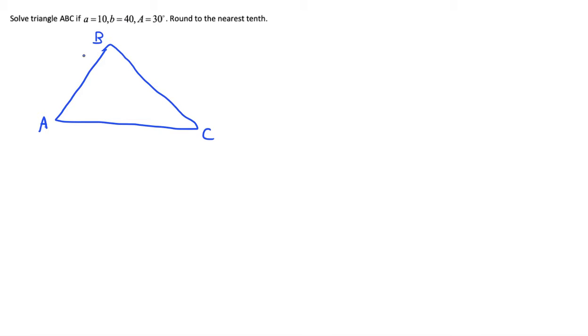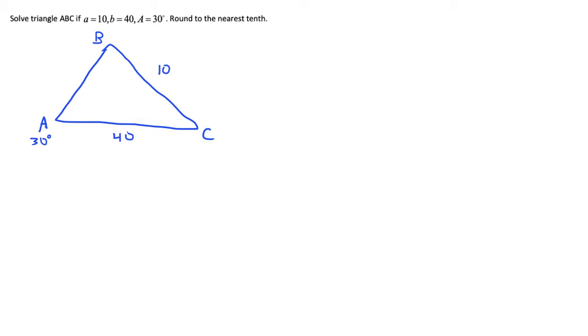law to use. Okay, a is the length of side 10, so that's the side that is opposite angle A. So we'll just label that 10. b has a length of 40, which is going to be the side opposite angle B. And angle A equals 30 degrees. So this is going to be 30 degrees here.